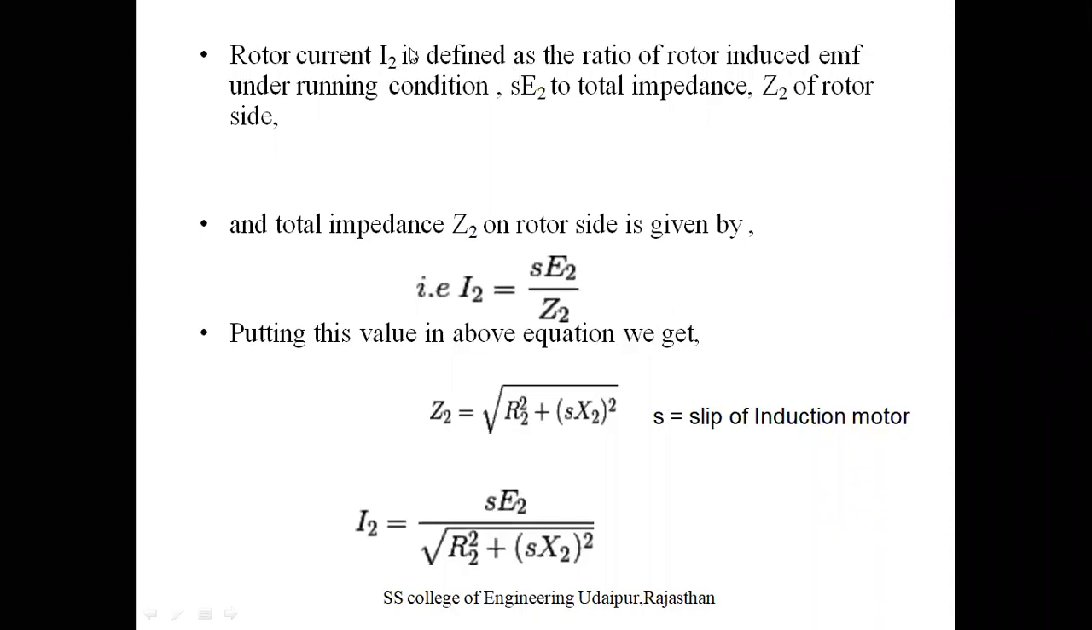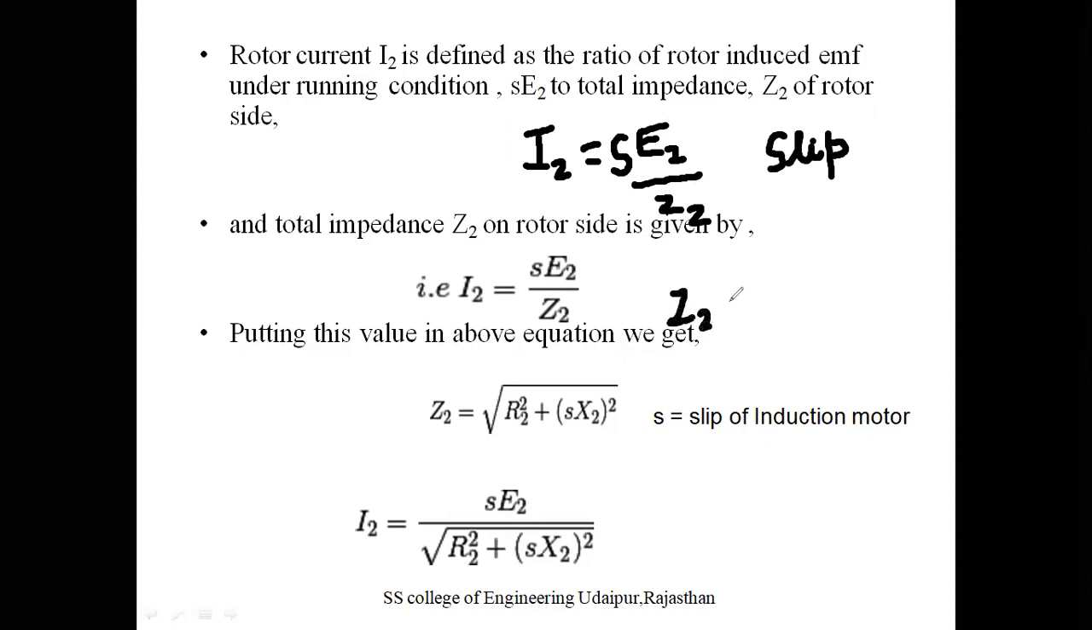Rotor current I2 is equal to E2 by Z2, where E2 is the induced EMF and Z2 is the impedance of the rotor side. We can put S, where S means slip. An induction motor depends on slip. So we can put S E2.